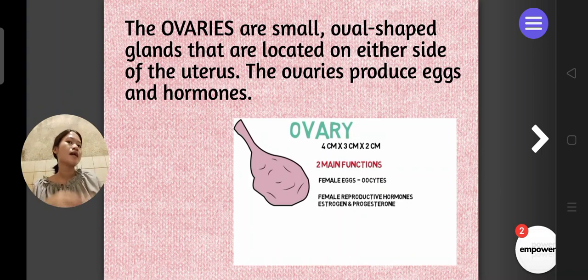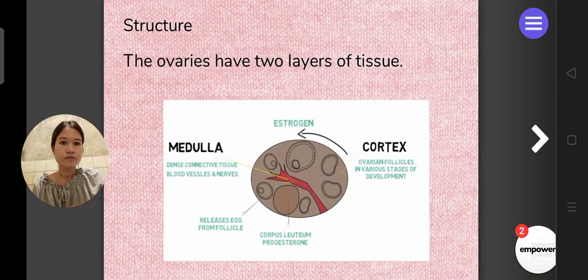The ovaries are small, oval-shaped glands that are located on either side of the uterus. The ovaries produce eggs and hormones. So, sa ovary, nandun yung mga egg cell or yung ova na tinatawag. So, structure. The ovaries have two layers of tissue. First one is the medulla. The second is the cortex.